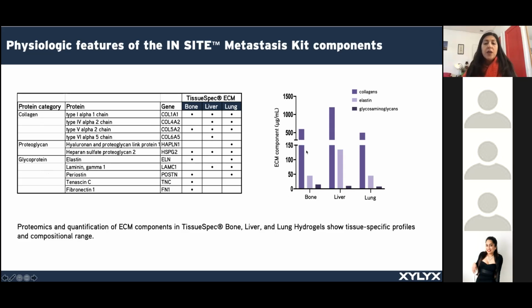The graph shows the compositional range of collagen, elastin, and glycosaminoglycans in the three ECMs, again, bone, liver, and lung.